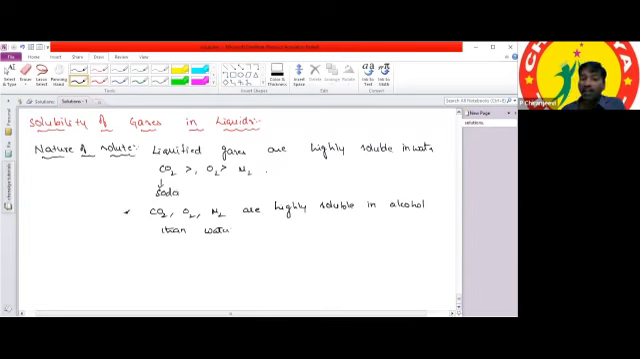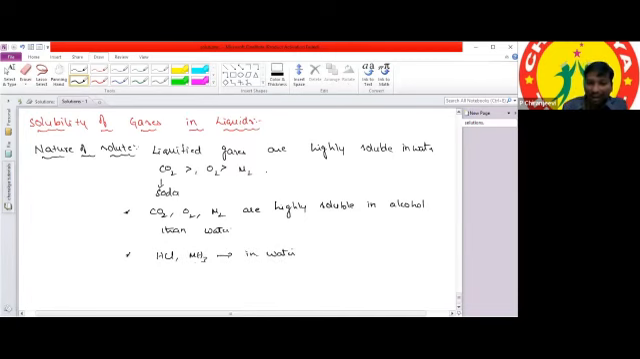Sir, which one is highly soluble in water? HCl and NH3. These are also gases only. NH3 is nothing but ammonia gas, and HCl is nothing but hydrochloric acid gas. Okay, so these are highly soluble in water. So got it, all of you?